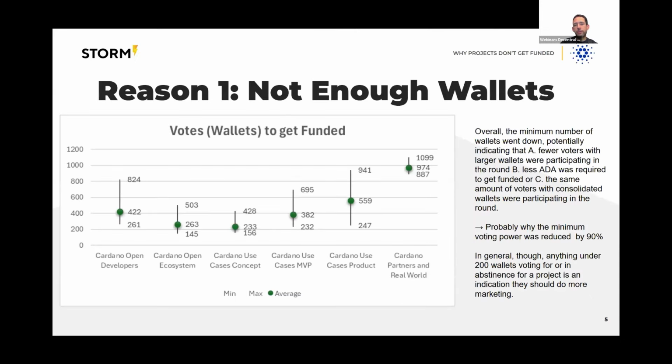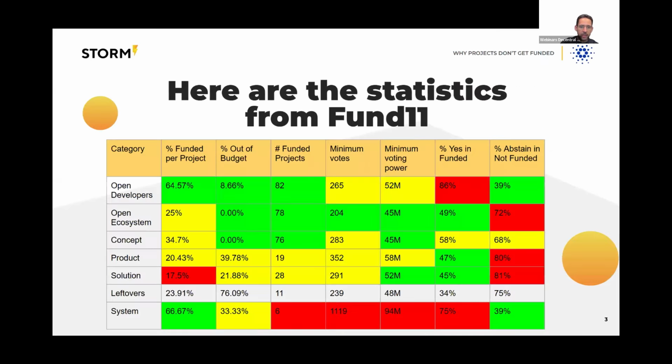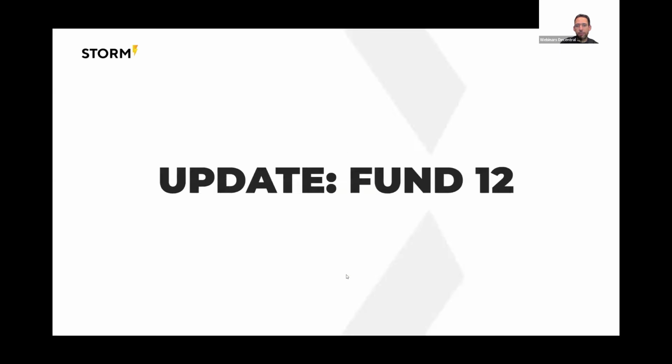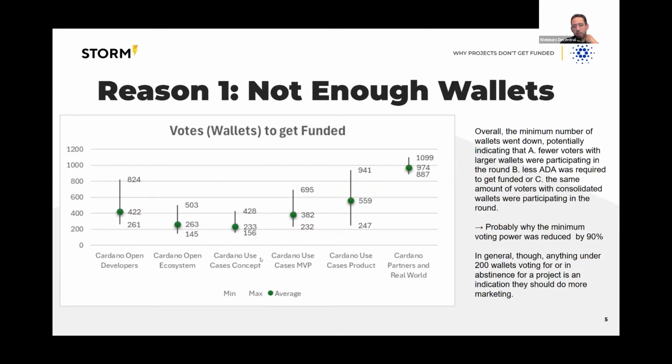So reason number one that people didn't get funded was that not enough wallets participated in voting. Now, if you remember going back to Fund 11, let me just go back to that slide. Here, generally, we're looking at between 200, 265, 283 in terms of numbers of wallets that might have been necessary in order to get funded. And here we have 261, 145, 156, 232, and 247.